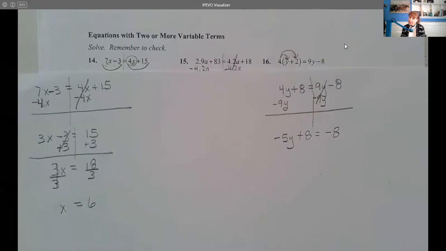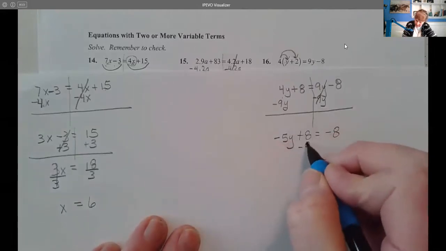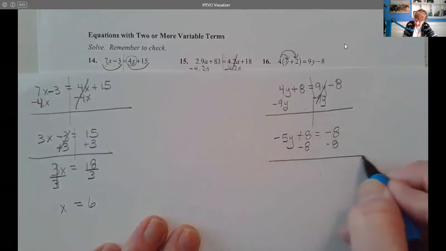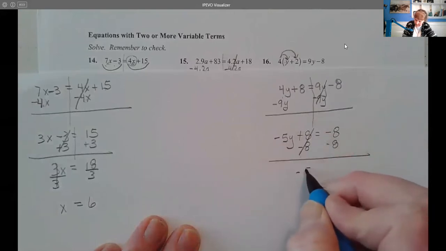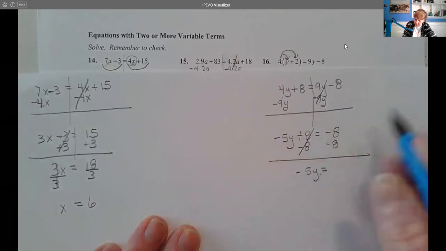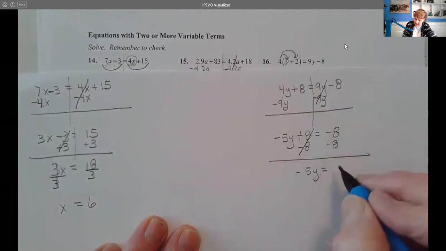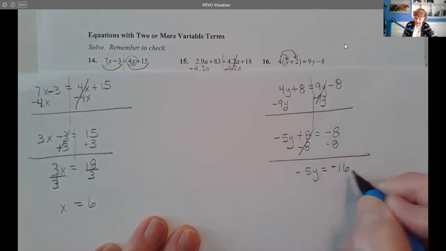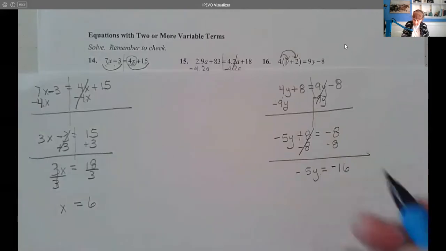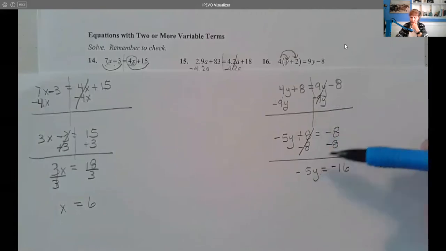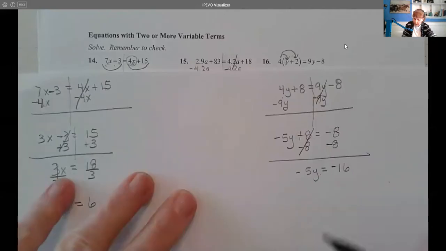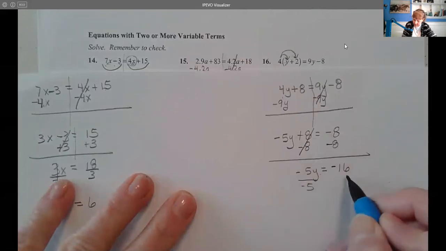And so now we have our two-step. We get rid of what's being added first. That's a minus 5y equals negative 8 over a negative 8 is a negative 16. Okay. All right. And so now then to get a 1 in front of the y, to get rid of that negative 5, I want the y to stay. So leave the y alone. I want that y to be there. I'm going to divide by a negative 5.